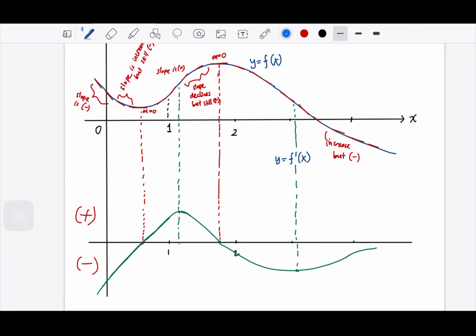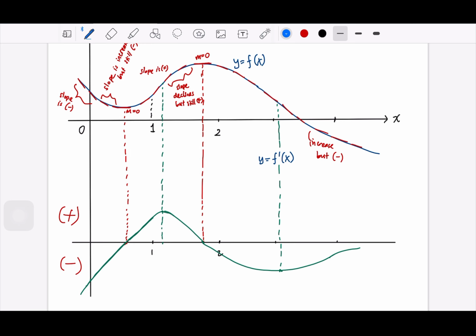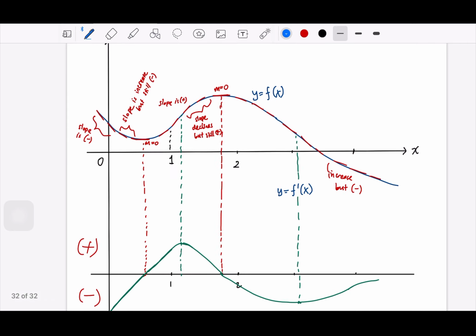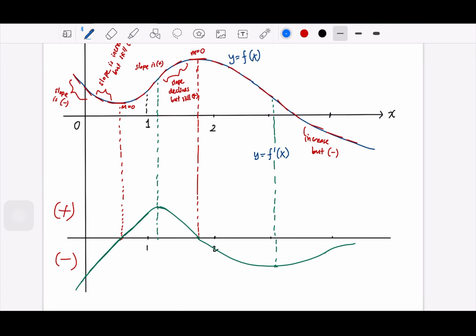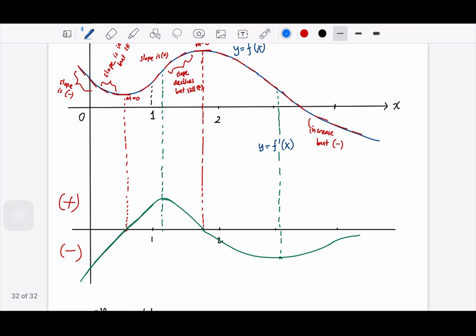Okay, last time we observed this curve. The top one is just our function. The bottom one is our estimation of how the first derivative looks. The f prime, and how we are going to determine the function's derivative is based on the slope.